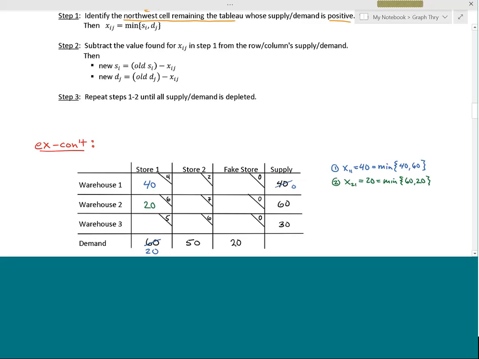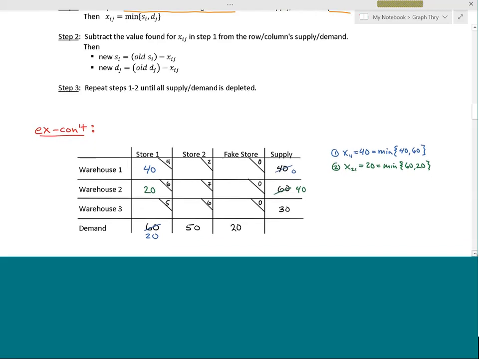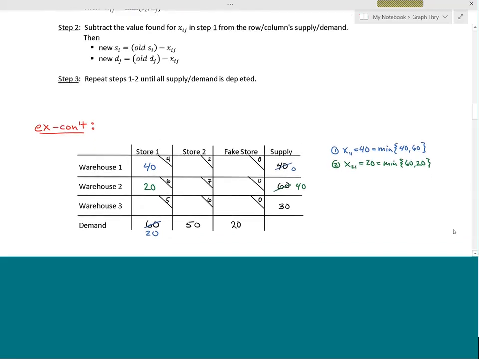Now, at this point, we adjust the supply and demand. So the supply of warehouse 2 goes down by 20. So there's 40 units of whatever this stuff is at warehouse 2. Now, store 1 has got the additional 20 units it requested. So store 1 is happy. It's not going to demand anything else. Notice what this means. This means row 1, column 1 have been depleted in terms of their supply and demand, so they are out of play. We are only looking at 4 remaining cells in play. Which of those remaining cells is the one in the northwest corner? What do you guys think?